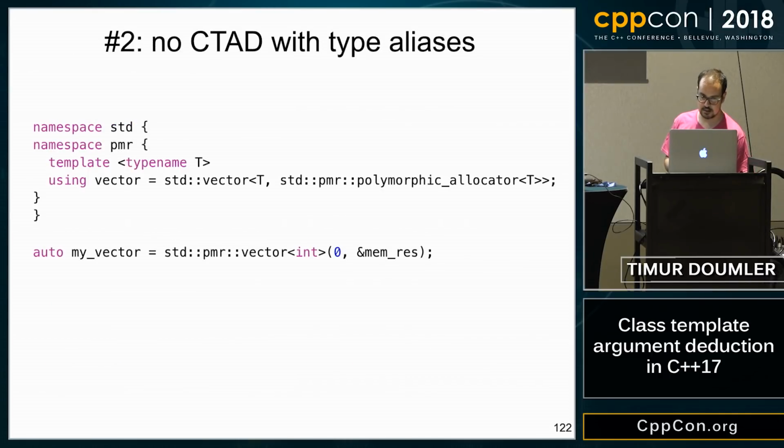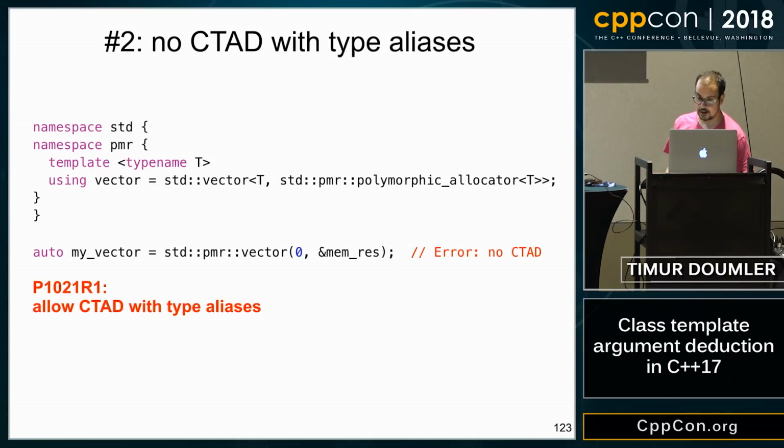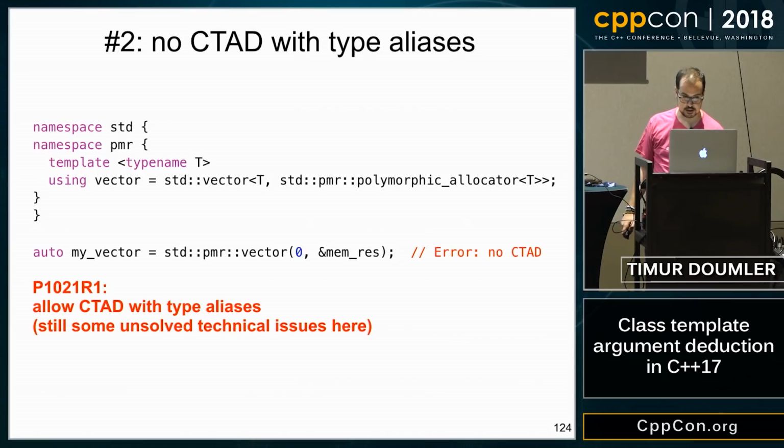Number 2, CTAD doesn't work with type aliases. It's really annoying. For example, you have this pmr vector, which is the template alias for a vector with a polymorphic allocator. You obviously want to be able to omit the template argument and write it like that. You can't because it's an alias. We will propose to allow CTAD on aliases. There are still some unsolved issues here, so it's, again, not yet exactly obvious how to do this.